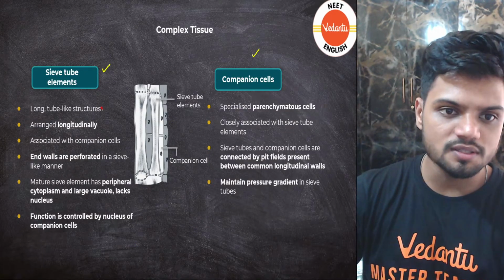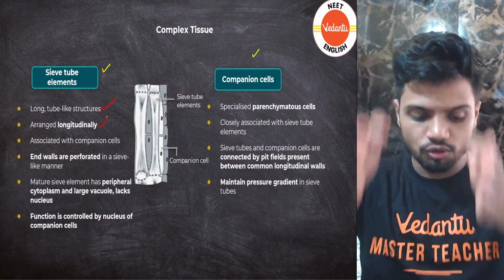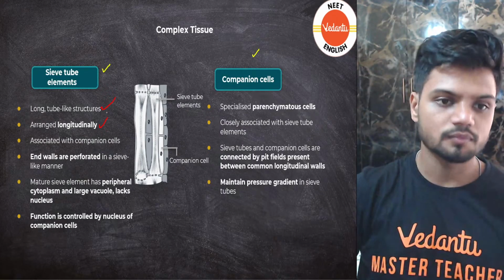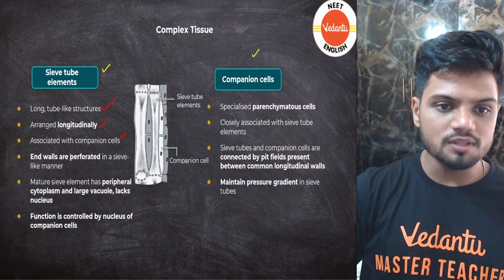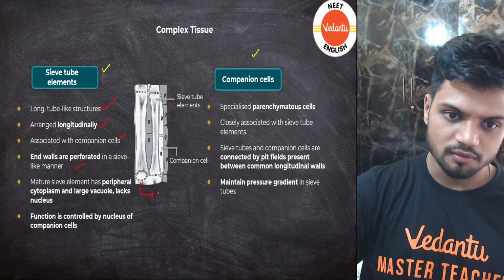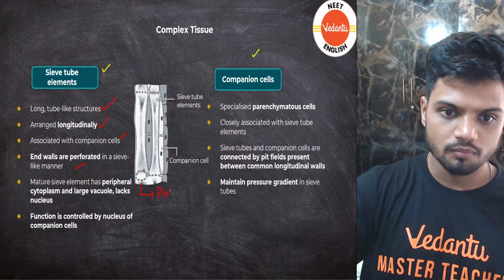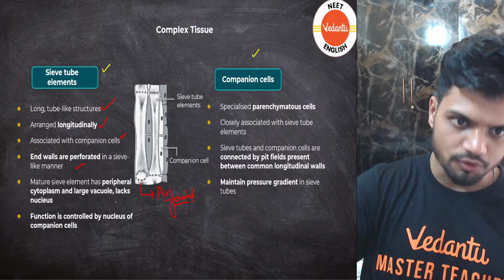Long tube-like structures. Yes. Long tube-like structures, arranged longitudinally. Yes, they're arranged longitudinally. Associated with companion cells, sister cells. End walls are perforated in a sieve-like manner. Yes. Can you see here? Perforated here. Perforated in a sieve-like manner. Can you see here? Perforated.